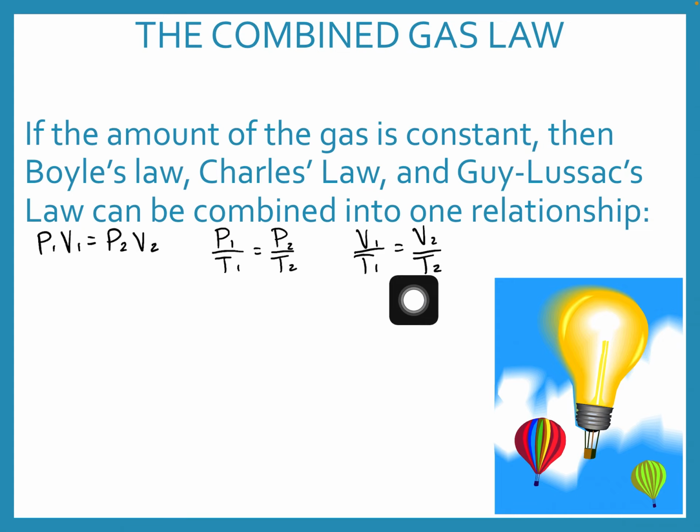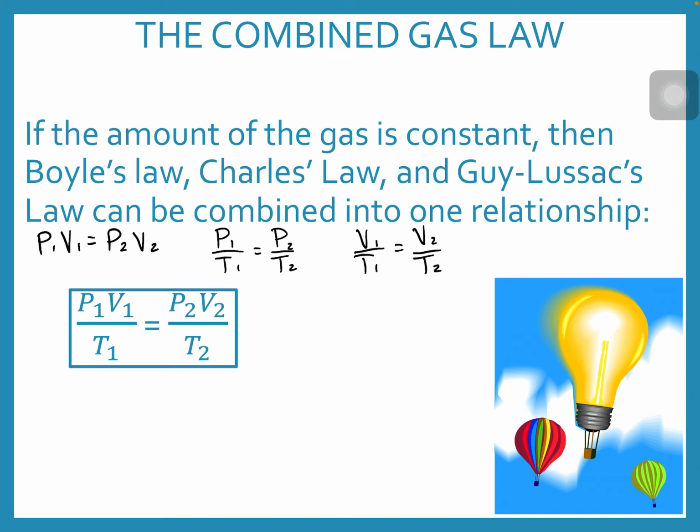We did see that within each of these relationships where we had denominators, we could flip them if we wanted to, but for the purposes of here, pressure and volume are in the numerator, temperature is in the denominator. So the combined gas law would be P1V1 over T1 equals P2V2 over T2. So the initial pressure times the initial volume divided by the initial temperature is going to be equal to the final pressure times the final volume divided by the final temperature.